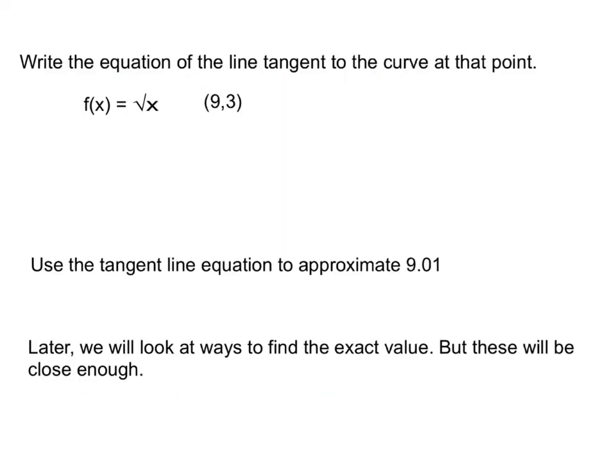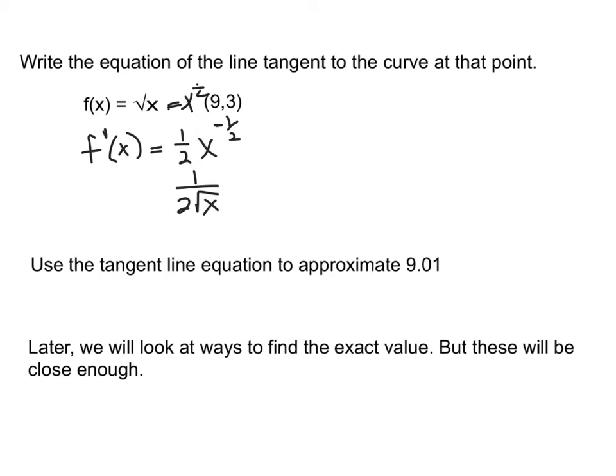So the method to do this is pretty simple. For instance, if you're going to write the equation of a line tangent to a curve, and the function is the square root of x, then what you would do is take the derivative of the square root of x. This would be x to the 1/2. Taking the derivative of that, that would be 1/2 x to the negative 1/2, or 1 over 2 square root of x. We haven't done this in a little while, but that's exactly how you do it.